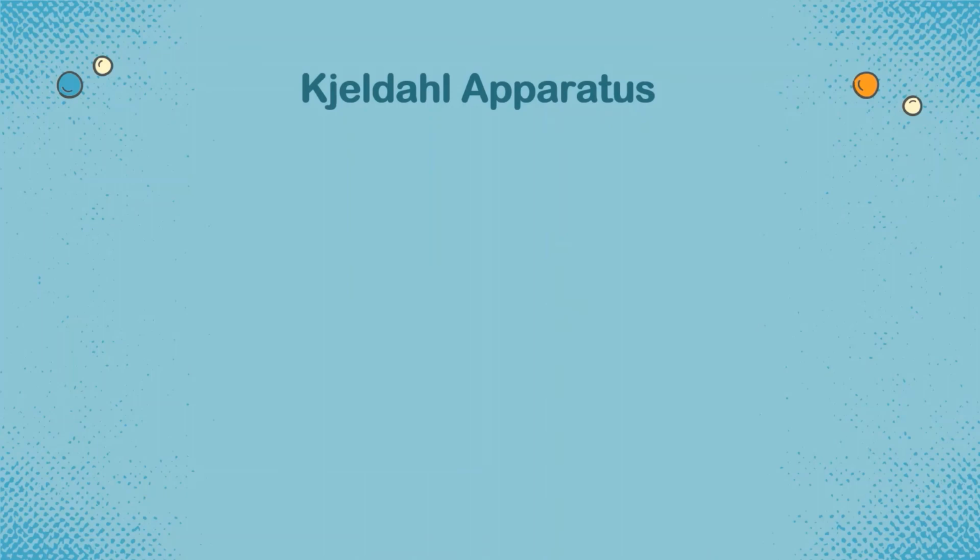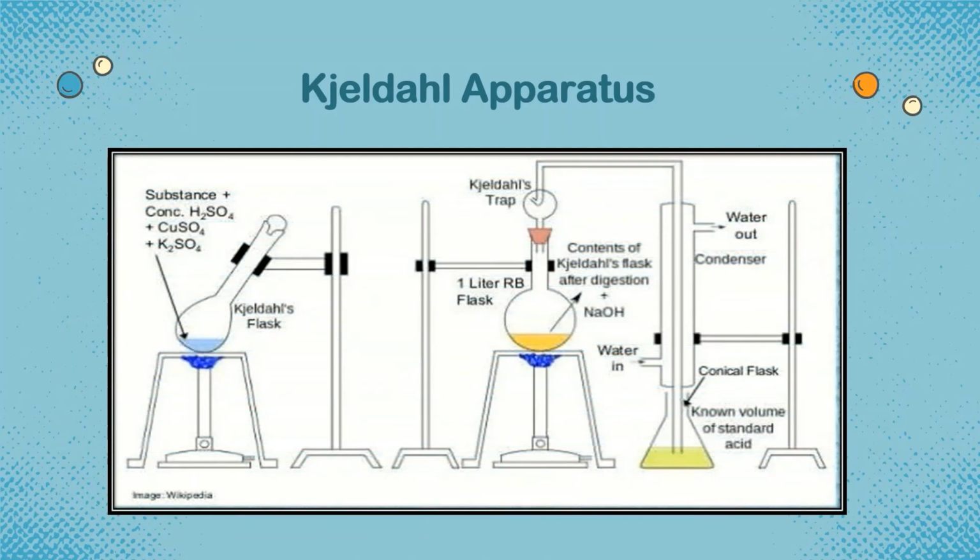I'm going to show you the apparatus for Kjeldahl analysis. This is the apparatus that is used for the general analysis. First, there is a flask that is used for the digestion process. Sulfuric acid is reacted with the sample in the presence of copper sulfate and potassium sulfate. After this, there is another flask in which NaOH is added to the products of the digestion step. After addition of NaOH, NH3 is produced that is passed to the condenser, and after condensation, it is collected in a flask. And then titration of this NH3 solution is carried out using a standard acid.